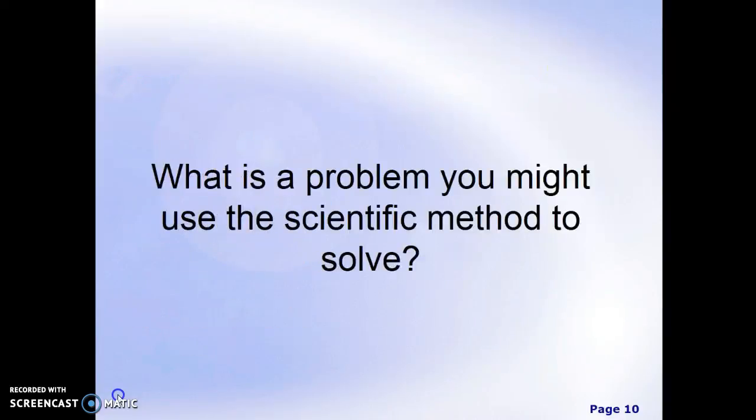So, after hearing all of this, what is a problem you might use the scientific method to solve? So think about something that you're wondering about, and then develop a question or some type of problem that you could solve. Think about that, write it down, and we'll come back together.